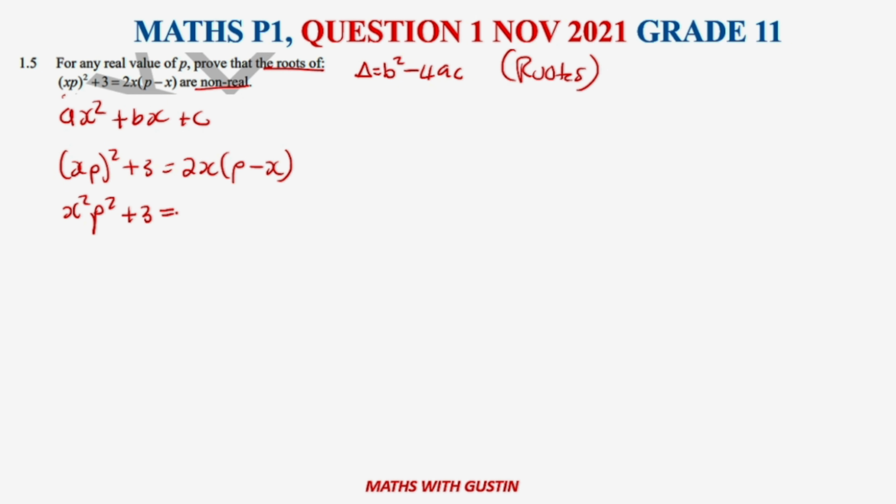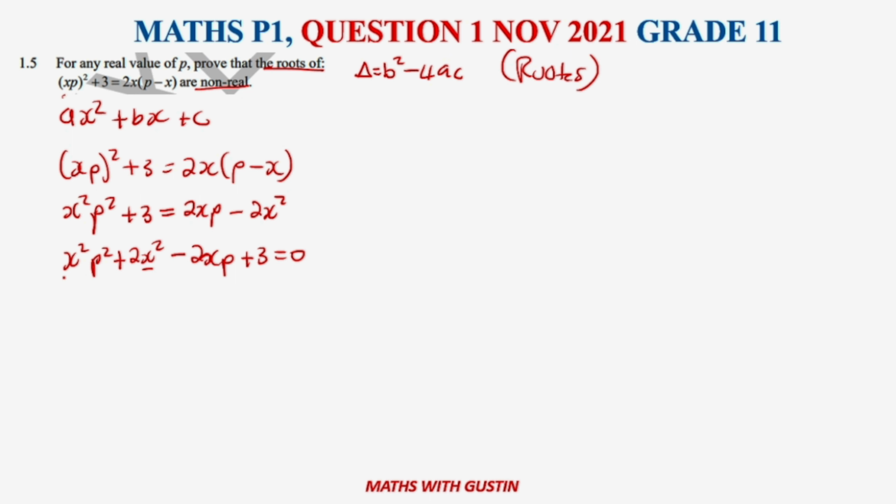Remove the bracket here, it's going to be 2xp, therefore minus 2x squared. Okay, I just removed the brackets there, guys. So I'm going to group everything together. Okay, x squared, I'm going to put them together this side. This 2x squared, when you jump the equal sign, is going to become positive 2x squared. 3 will remain as 3. Then this one, jump the equal sign, is going to be minus 2xp plus 3 is equal to 0.